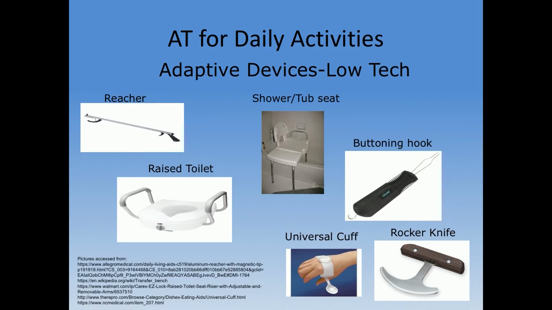And again, for day-to-day activities, you have tons of low-tech adaptive devices: things to reach, shower seat, raised toilet, button hooks for dressing, universal cup for feeding, and different types of knives. Again, I cannot have a prescriptive list here. The list just goes on. It's really up to us as a technology provider to make sure we find the right one.